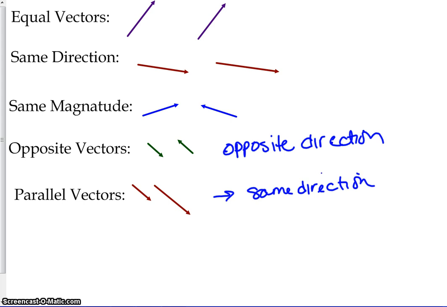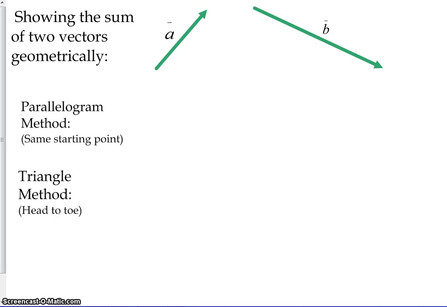All right, so they're going in the same direction, but they don't necessarily have to be the same length, or in other words, have the same magnitude. So we're going to be showing the sum of two vectors.